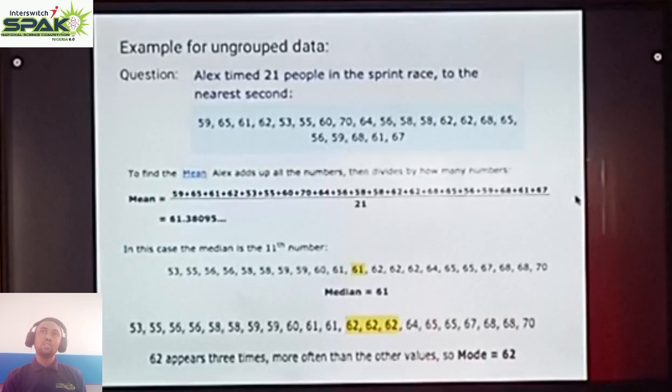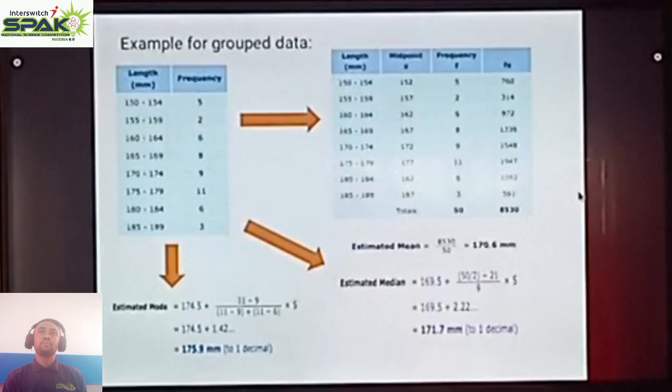Is that understood? Alright, let's now go to grouped data. Now for grouped data, look at the data. 150 to 154, you can see this is 5. 155 to 159, another 5. 160 to 164, everything is 5, 5, 5, 5, 5. So it's grouped in 5s.